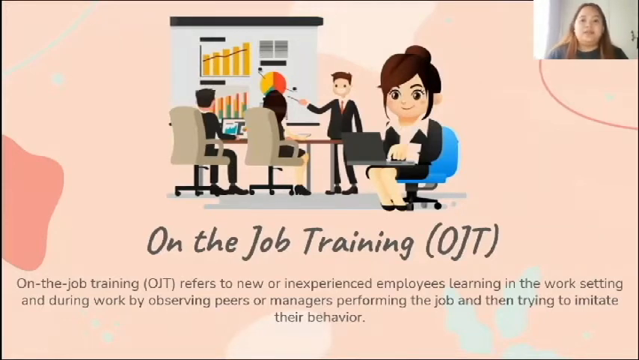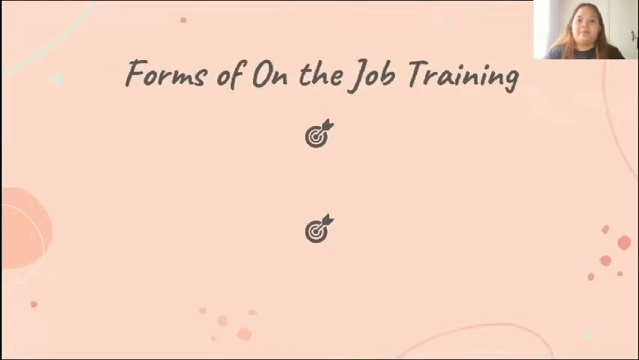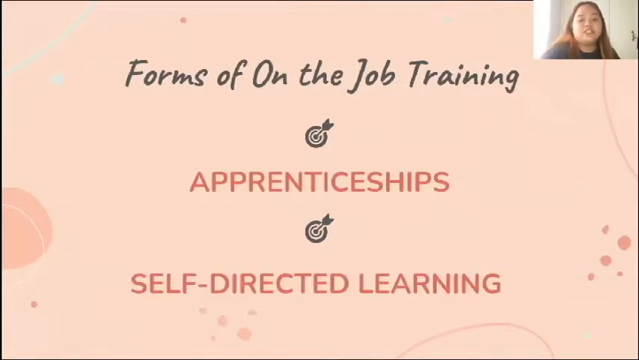OJT, or on-the-job training, refers to training that takes place while a person is completing tasks or duties that are relevant to their job. Under the supervision of a manager or mentor, the employee often performs duties that are important and relevant to their job position. OJT actually comes in various forms, which involve apprenticeships and self-directed learning. So, what are these two forms of on-the-job training?